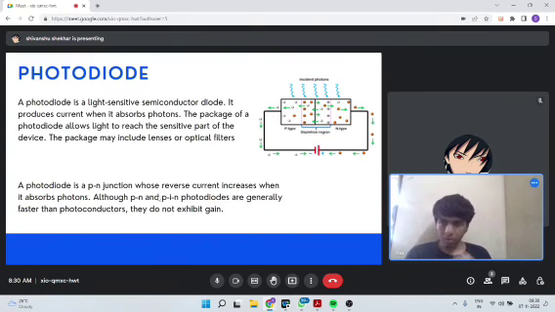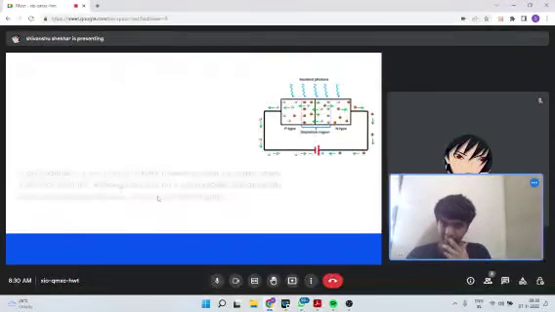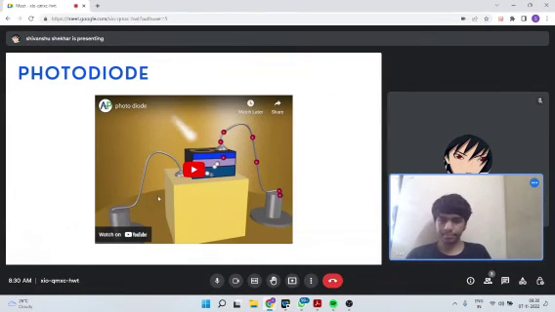So a photodiode is a PN junction whose reverse current increases when it absorbs photons. Although PN and PIN photodiodes are generally used, they do not exhibit any sort of gain. That is a very important property of photodiodes, which we'll see in the later points. This is a demonstration of how a photodiode will induce electricity just by having photons incident on it. This is an application of the photoelectric effect in some sense, which we'll see in this video.